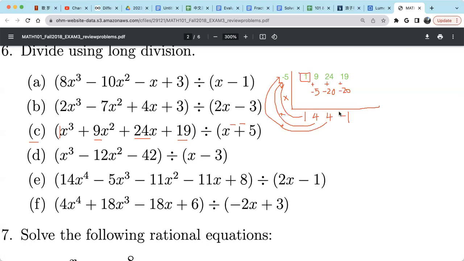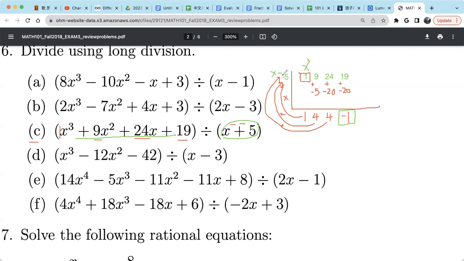But this one is different from the previous one. In the previous one, we had 0 here. But now we have a remainder. This remainder is -1. This remainder is saying x plus 5 is not a factor of the dividend, because we have a remainder. So how are we going to write it? 1 is the coefficient of x cubed. -5 comes from x minus -5.